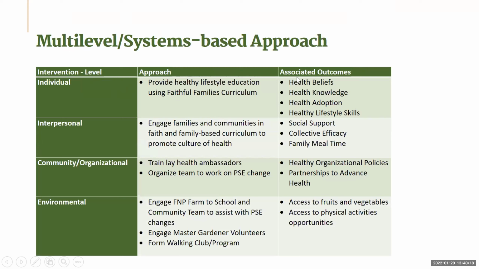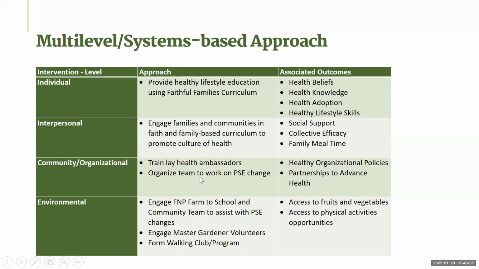So some of the outcomes that we targeted here: at the individual level, we utilized the Faithful Families curriculum. That's a healthy lifestyle curriculum that was developed by North Carolina Extension and the North Carolina Department of Health. The educational curriculum targeted health beliefs, knowledge, the adoption of healthier behavior and healthy lifestyle skills. At the interpersonal level, we engaged families and communities in order to promote a culture of health. So we were targeting social support, collective efficacy, and family mealtime.